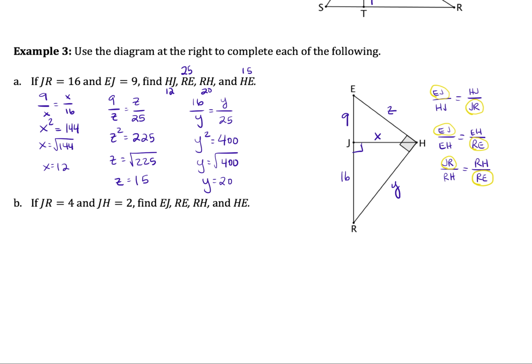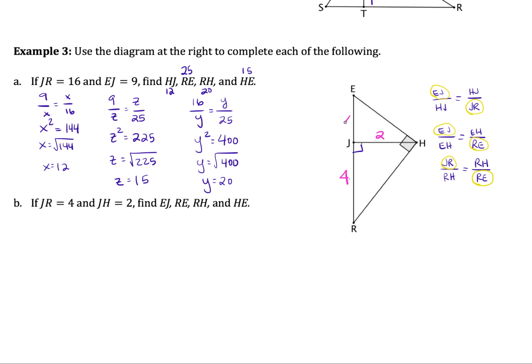Now let's look at part B here. Let me get rid of all these measures that we tacked onto this diagram here. And let's look at what we're given and what we're trying to find for letter B. And so we know that JR in this one is 4, and JH right here is 2.